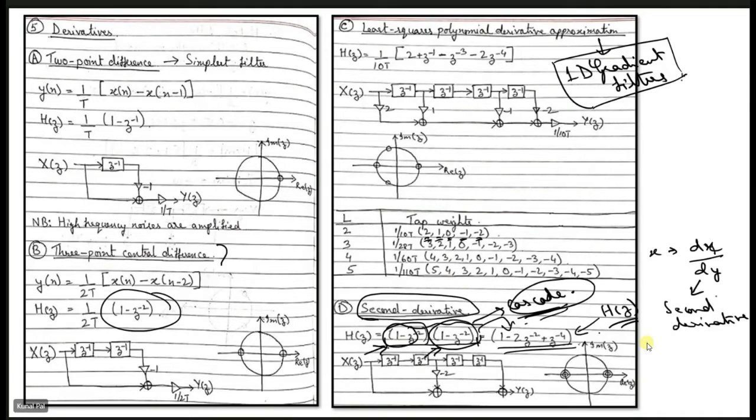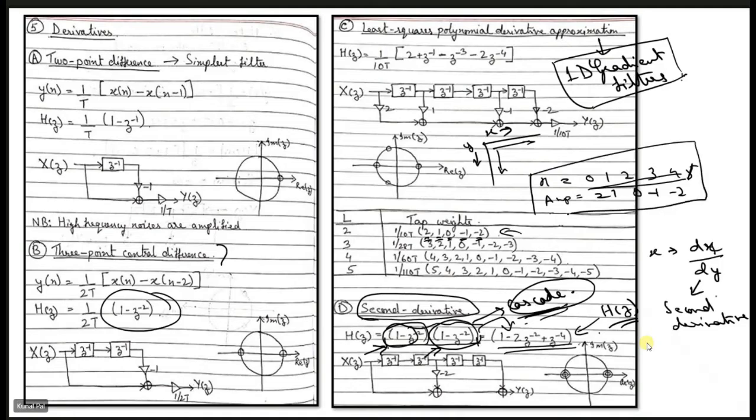Sir, what are 1D and 2D gradient filters, sir? These are 1D, one dimensional. For n values equal to 0, 1, 2, 3, 4, 5, you are getting these amplitude values, say 2, 1, 0, minus 1, minus 2. So this is only in one dimension. But in images, you have two dimensions, x and y, and the coefficient changes both in x and y. Those are 2D gradient filters. But here, in signal processing, we only have the 1D gradient.